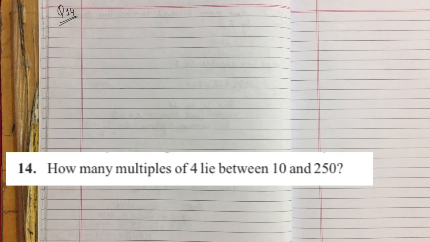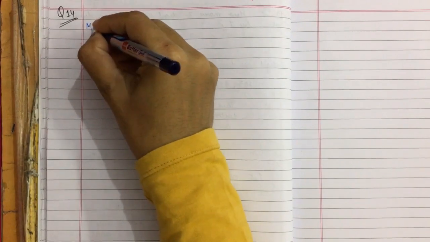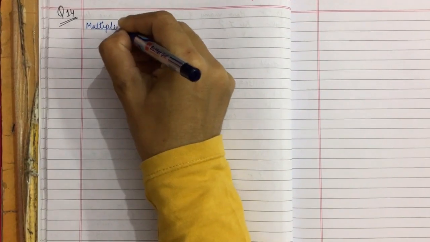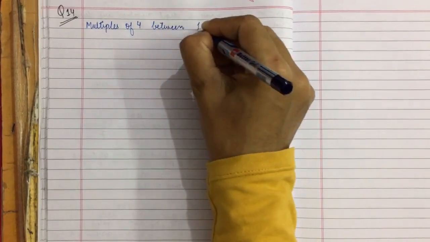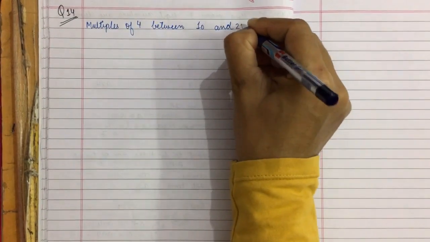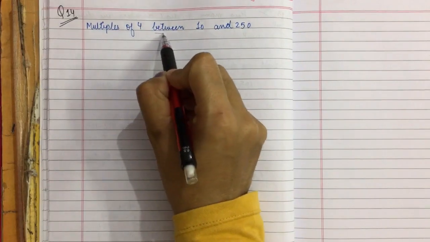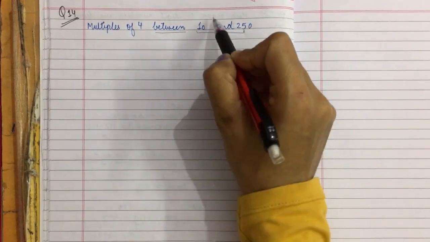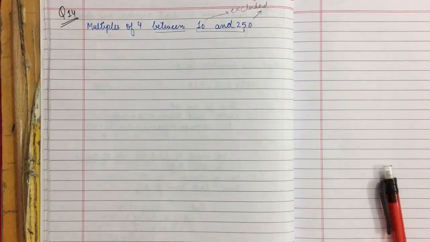Question number 14: how many multiples of 4 lie between 10 and 250? So let's start by listing down those multiples. Multiples of 4 between 10 and 250. Now the first thing you want to note down here is, because they have used the word between, these two values will be excluded. You are not going to count them. You will only look at the numbers between these two. 10 and 250 will not be included here.